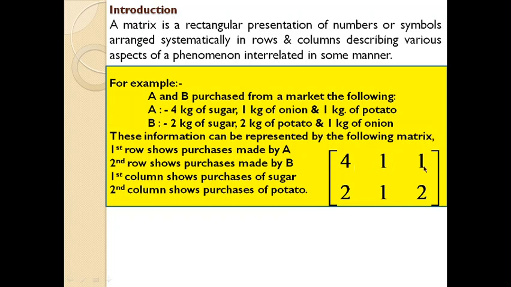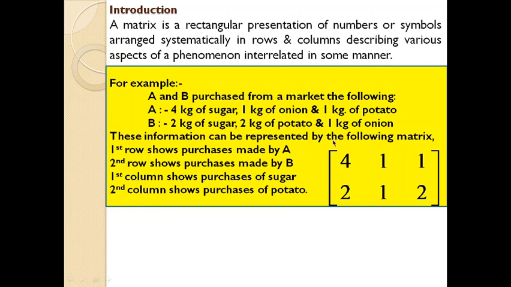Every matrix consists of rows as well as columns. Here A and B are two persons. They purchase some items from the market. Instead of writing these in a detailed explanation, we can represent the same in a simple table. Here, the first row represents the purchases made by A. See, A purchased 4 kg of sugar, 1 kg of onion, 1 kg of potato. And the second row represents the purchases made by B, where 2 kg of sugar, 2 kg of potato, and 1 kg of onion.